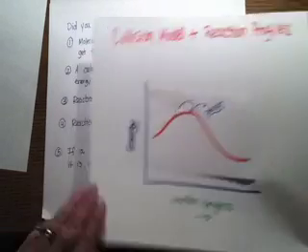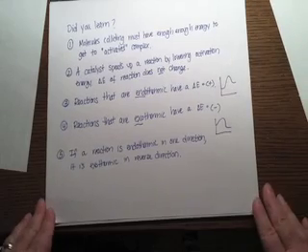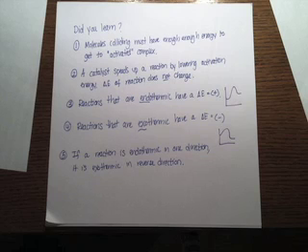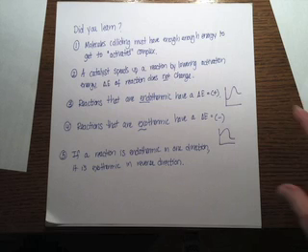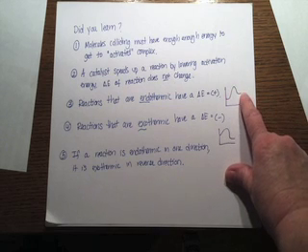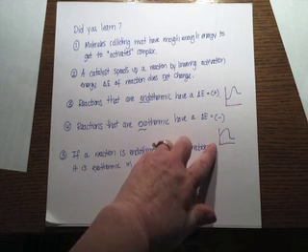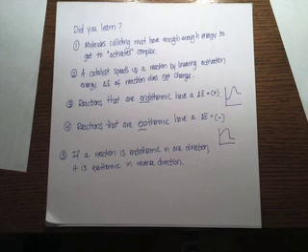So, in this video, did you learn that molecules colliding must have enough energy to get to the activated complex? Did you learn that a catalyst speeds up a reaction by lowering the activation energy, and the delta E of the reaction doesn't change? Reactions that are endothermic have a positive delta E, and it looks something like this, where the energy of our products is higher than our reactants. Reactions that are exothermic have a negative delta E, and the profile looks like this. And if a reaction is endothermic in one direction, it is exothermic in the other direction.